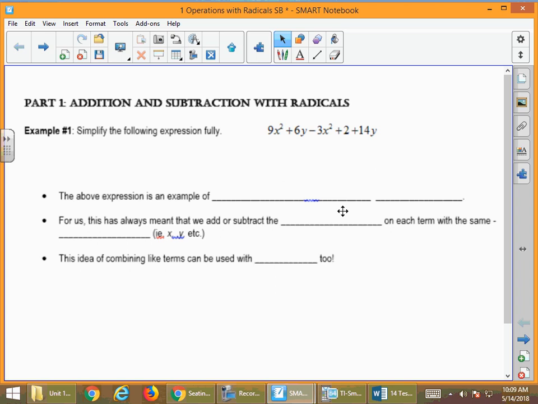So we're going to talk about addition and subtraction with radicals, but before we get started on addition and subtraction with radicals, let's go backwards for a second and answer this question. And in fact, some of you probably, once you saw the paper, had it answered already. But what we're looking at is like terms. And in fact, what we call this above expression is an example of combining like terms.